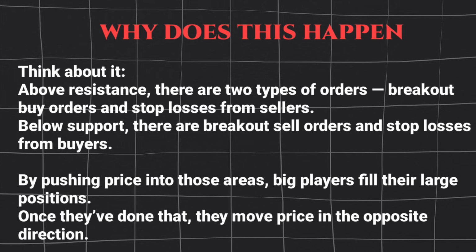Because big players use these areas to grab liquidity. Think about it. Above resistance, there are two types of orders: breakout buy orders and stop losses from sellers. Below support, there are breakout sell orders and stop losses from buyers. By pushing price into those areas, big players fill their large positions. Once they've done that, they move price in the opposite direction.